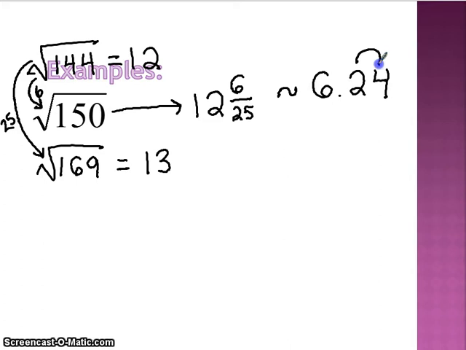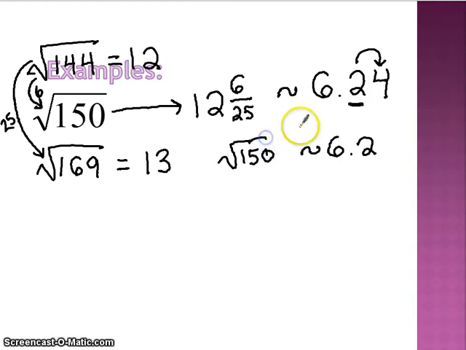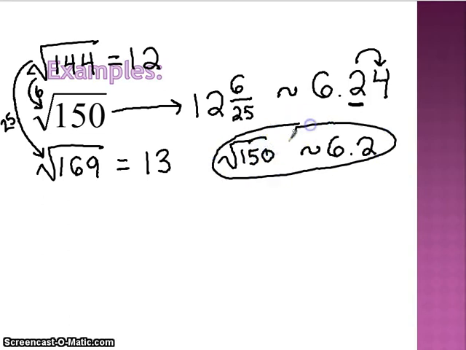We want to round to the nearest tenth. So look to the right. Here's the tenths. Look to the right. It keeps it a 2 because it's less than 5. So the square root of 150 is about 12.2.